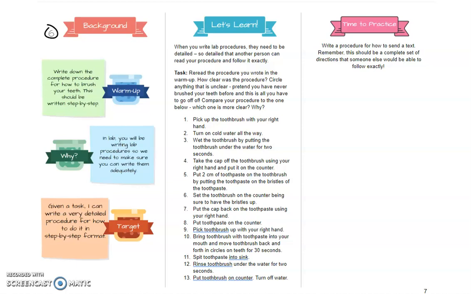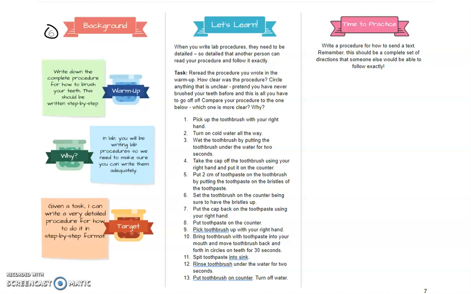The why is that in lab, you're going to be working on not only writing lab procedures, you're also going to be doing some critique with them as well. So you need to make sure that you are writing them and understanding them to be so detailed that you could just go off of that. Your target for today is that given a task, like brushing your teeth, you could write a very detailed procedure for it, step by step. That's super clear. If no one knows how to do it other than what you have in front of them, your procedure could get them through.